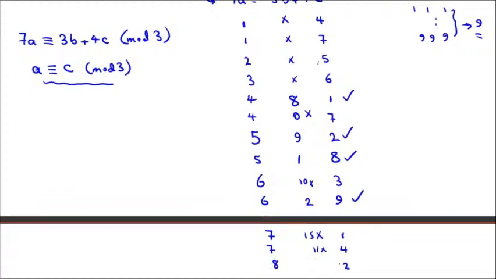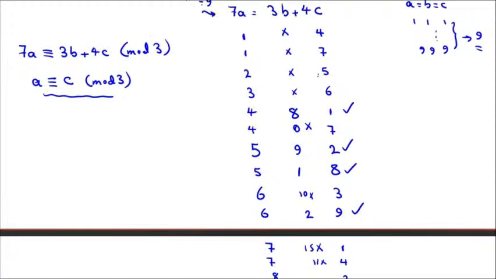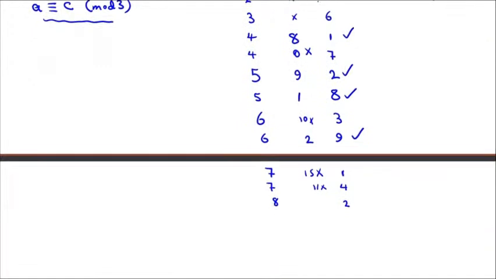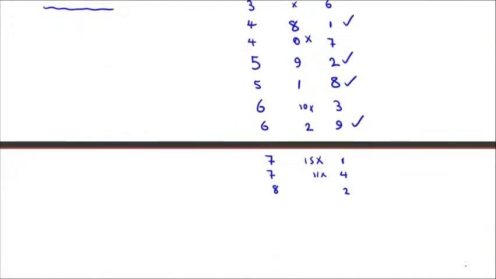A here is 8. Let me write the equation here: 7a, 3b, 4c. So, if it is 8, 2, then 56 minus 8 will be 48, 48 over 3 will be 16, which is bad. If it is 8, 5, then 56 minus 20 will be 36. 36 over 3 will be 12, which is bad.